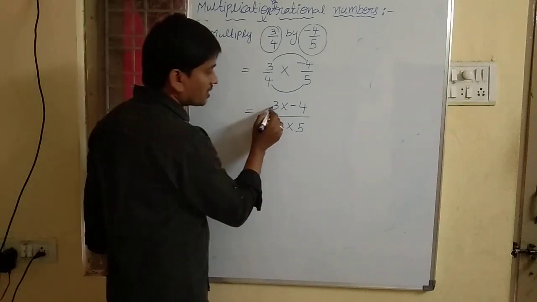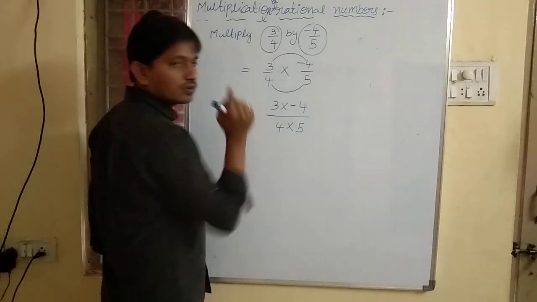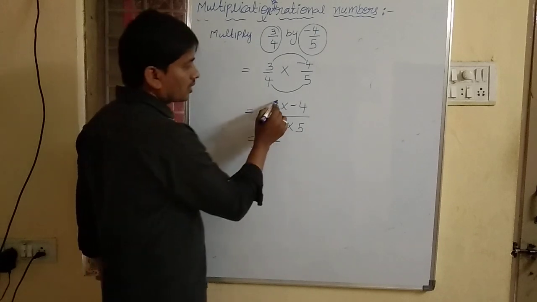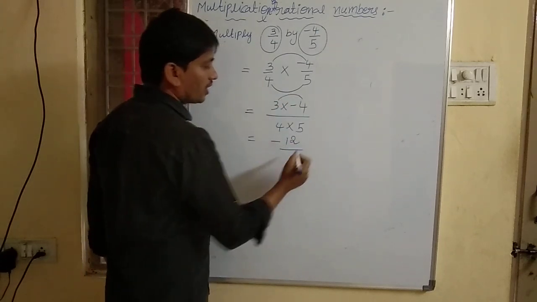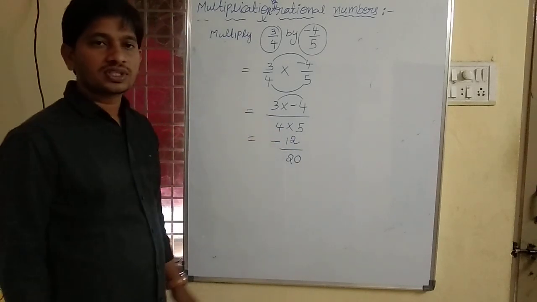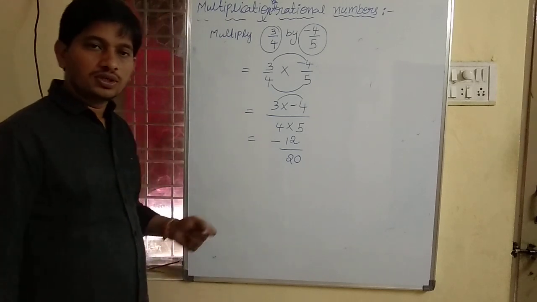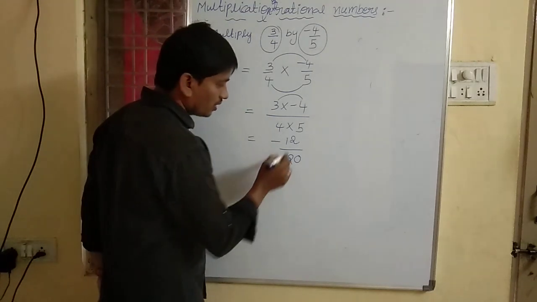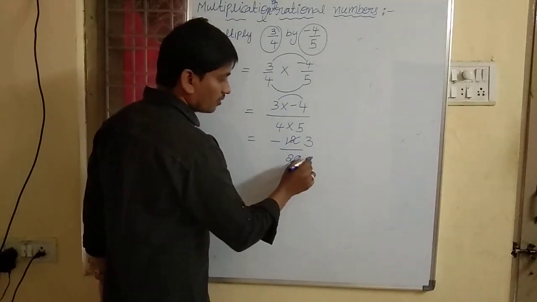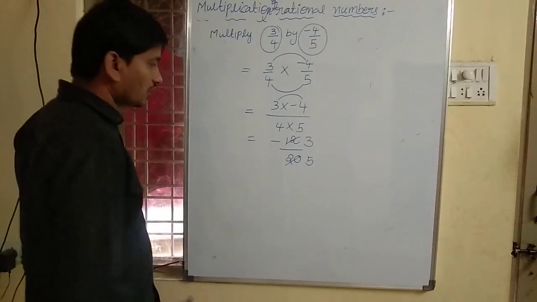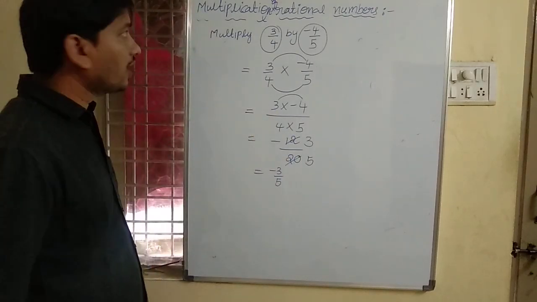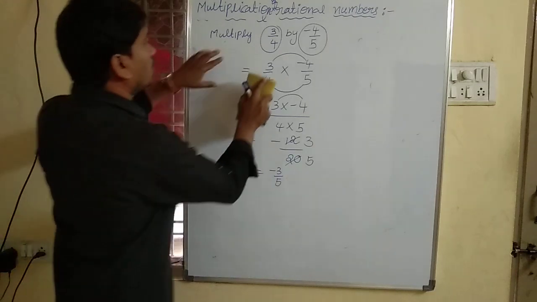So this is plus 3 into minus 4. Plus into minus is minus, 3 4s are 12, divided by 4 into 5, 4 5s are 20. Is it in standard form? No. Let me convert using the 4 table. 4 3s are 12 and 4 5s are 20. So the answer is what? Which is minus 3 by 5. Okay. Let us discuss one more example.